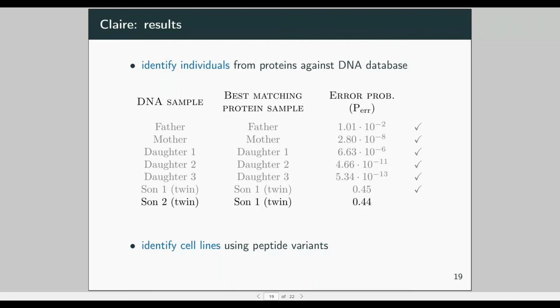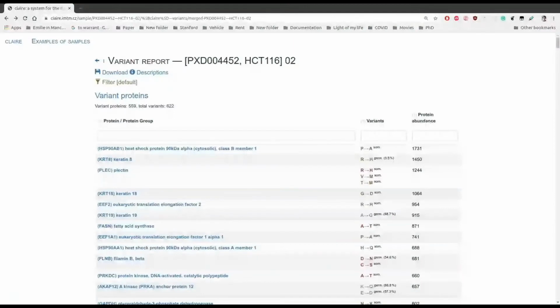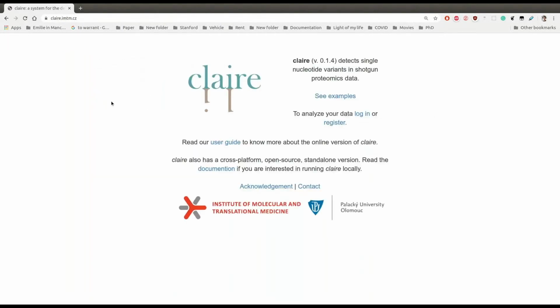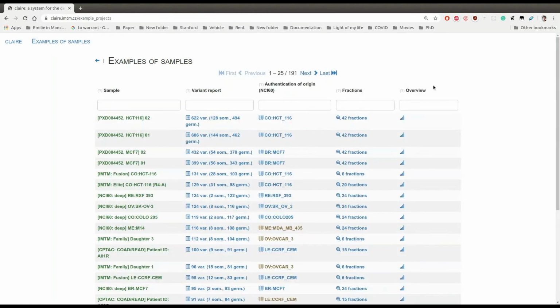I will show something soon in the interface for Claire. So let me again switch to the browser. Okay, share. In some sense, Claire is similar. The interface is kind of similar, but I will just give you an idea of how the interface looks. So here we have quite a few samples analyzed.